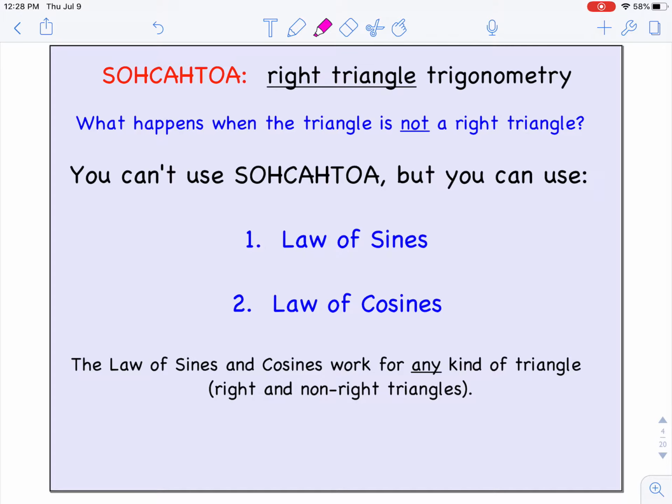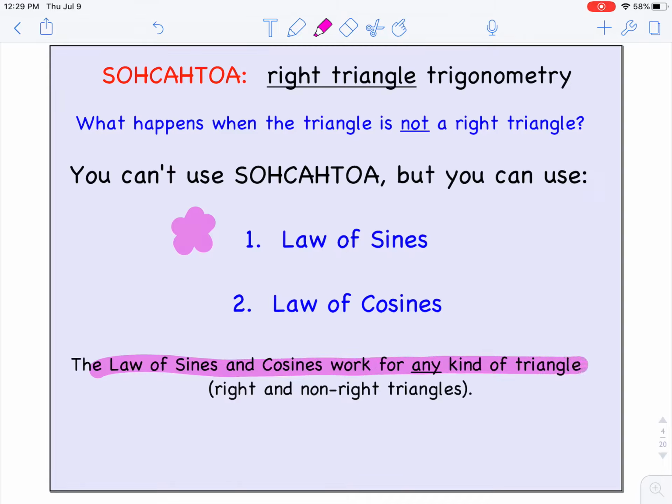So let's look at SOHCAHTOA again. Remember, right triangle trigonometry. That means it has to be a right triangle. But what happens when the triangle is not right? Well, then you can't use SOHCAHTOA. You can't use the Pythagorean theorem. But you can use something called law of sines and law of cosines. And we're going to focus first on law of sines.